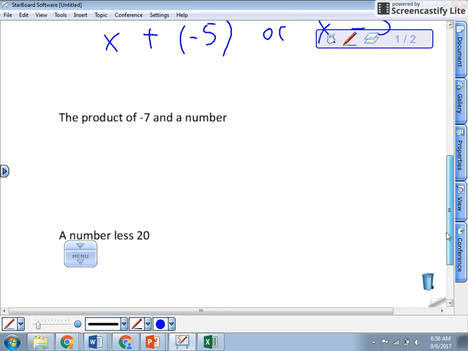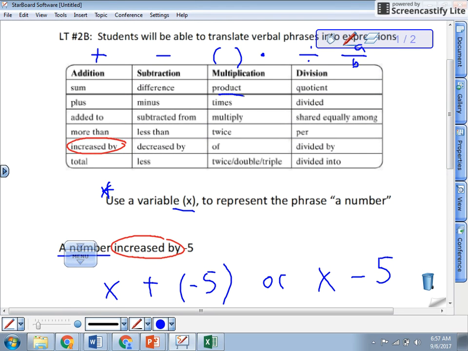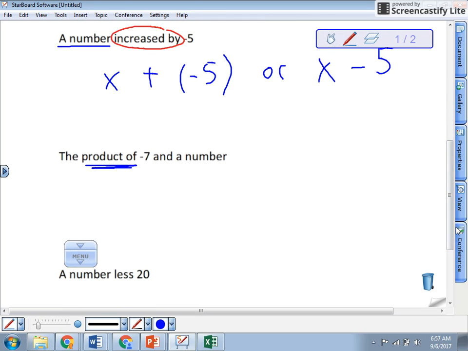All right, next one, the product of -7 and a number. So the product of, we know that if we look up at our chart, that's going to be under multiplication. A number is going to be x, and -7. So we're just going to say -7 product. We can use the dot and x, or I can just write it as -7 times x. All right, it's that simple.